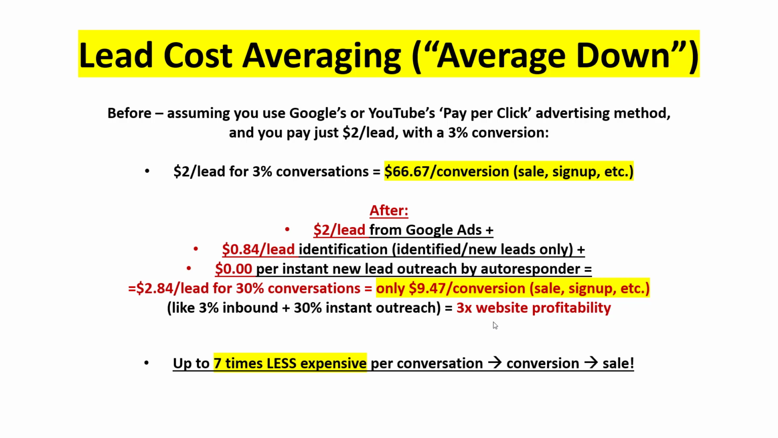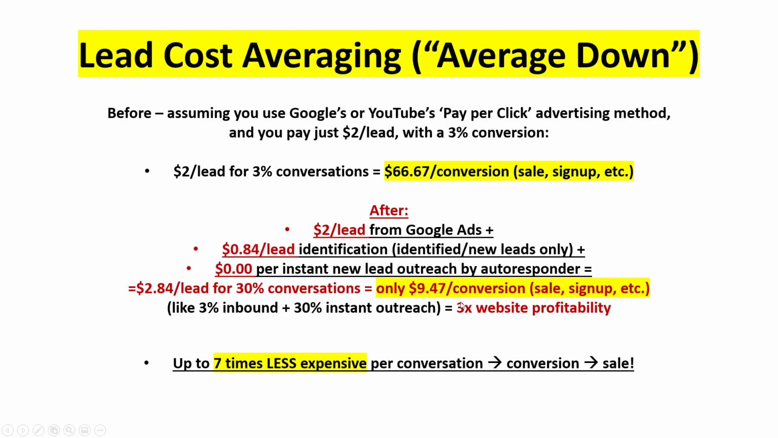Okay, so instead of being like $66 per conversion, we're talking about $9.50 per conversion. Sales, sign up, etc. Okay, so think about it. It's 3% inbound traffic coming, forming the conversations and conversions. Then there's going to be 30% instant outreach to aim for more of that. Okay, 10 times as much outreach.